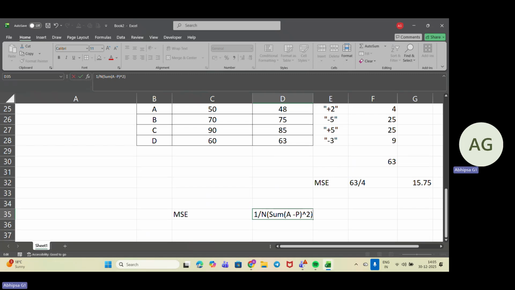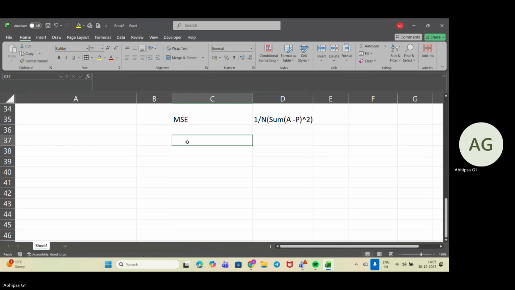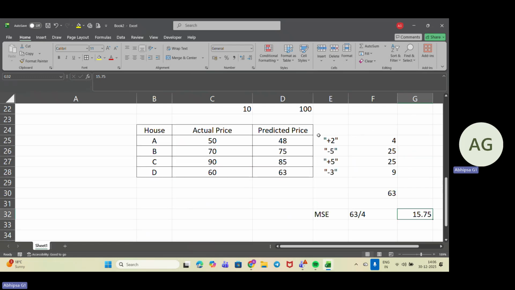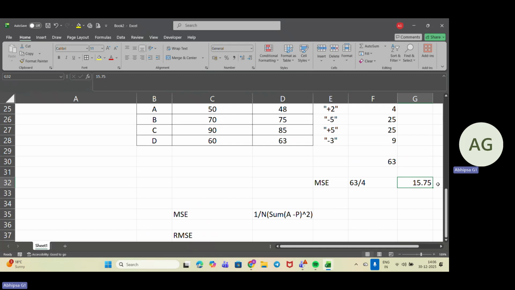Okay, now coming down to RMSE. RMSE is root mean squared error. But first we need to understand why we need root mean squared error. We already know about MSE, that is mean squared error, but MSE has a small problem. What is that problem? The unit that we have taken, lakh, has come up as lakh square. So its unit becomes price square, right? That is hard to understand.